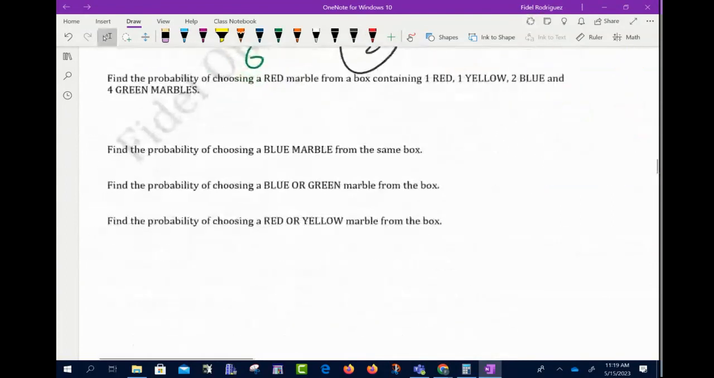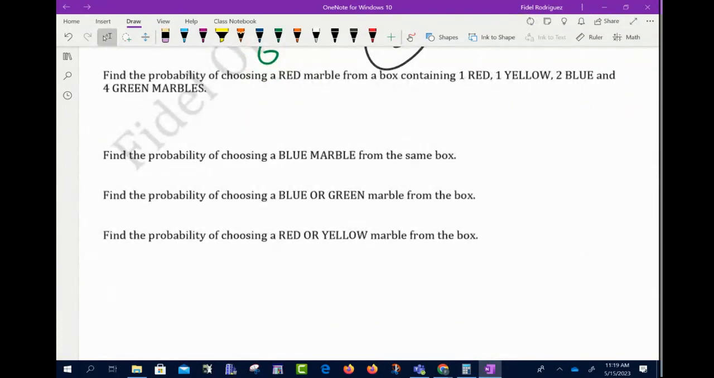Y'all, for these next problems, this is the way I normally do this problem. It says, find the probability of choosing a red marble from a box that has 1 red, 1 yellow, 2 blue, and 4 green. So look, let's do this, y'all.